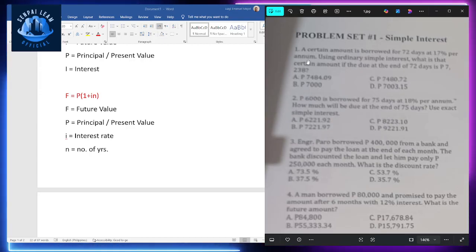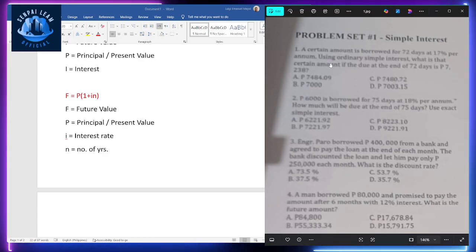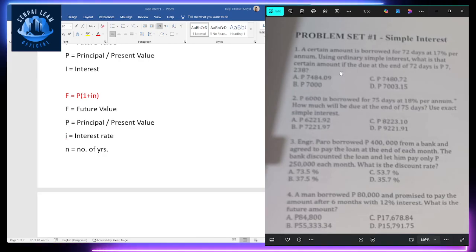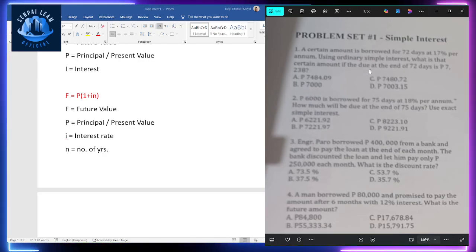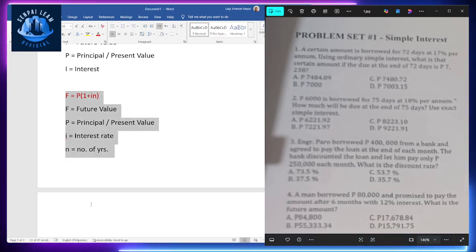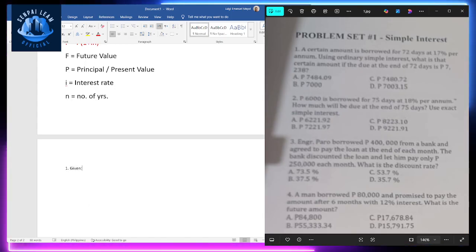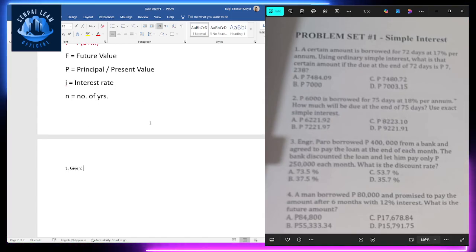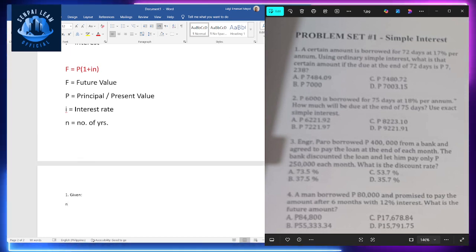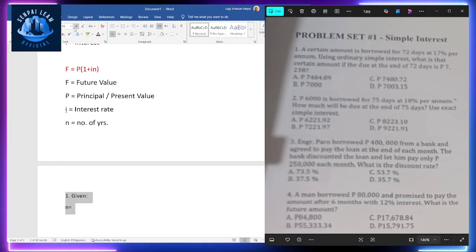Problem 1 states that a certain amount is borrowed for 72 days at 17% per annum. Using ordinary simple interest, what is that certain amount if the amount due at the end of 72 days is 7,238 pesos? Before we dig down, we need to identify the givens. We have here the n, which is the number of years.